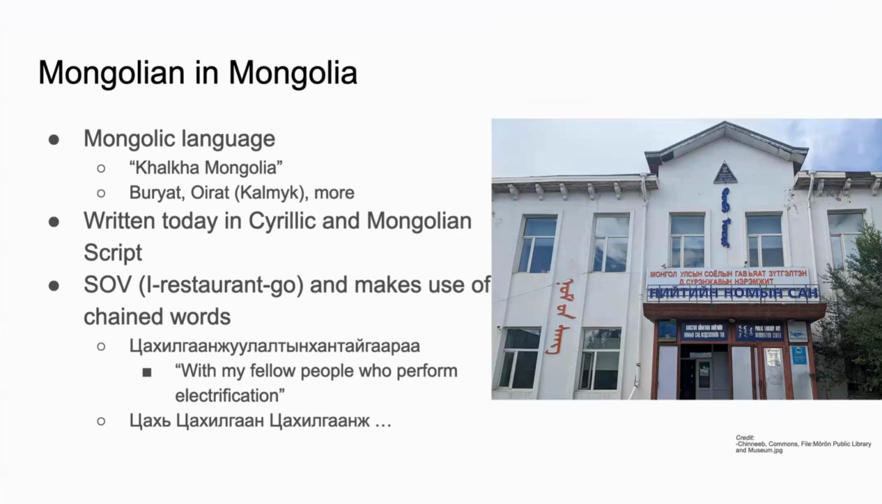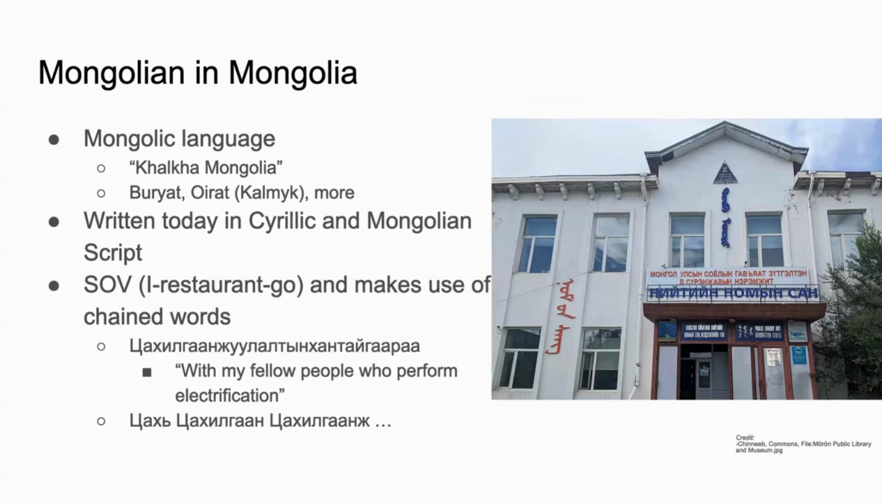And the language itself is a Mongolic language, as in there are other Mongolian languages, but it seems to be a common thing now where there's a Mongolia, a Mongolian, and that's it. But the reality is, it's complicated, right? As mentioned before, it's written in Cyrillic and Mongolian script, very different writing systems.